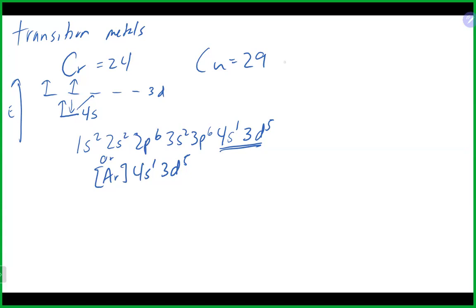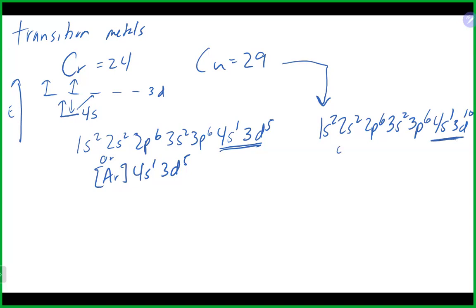Copper is a super similar sort of exception. It's 1s2, 2s2, 2p6, 3s2, 3p6, 4s1, once again, only one electron in the s, and 3d10, rather than what you would normally get if you just follow the zigzag thing, which is 4s2, 3d9. So again, one of those electrons from the s goes upwards, and that is the difference. Also, you could shorthand it if you want, argon 4s1, 3d10.